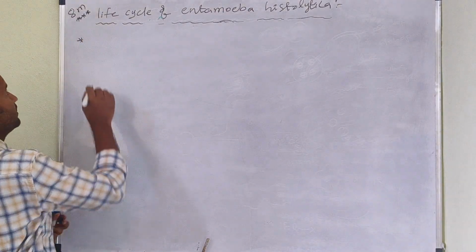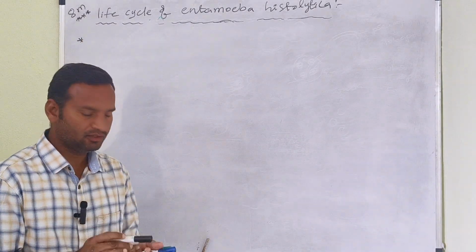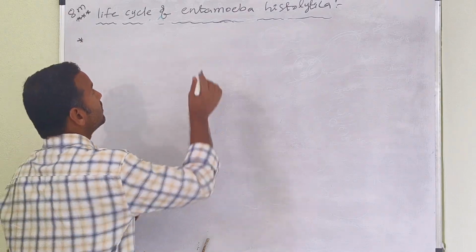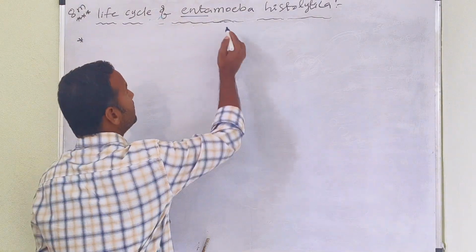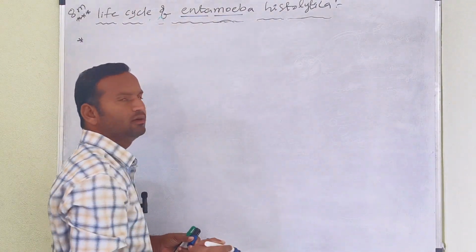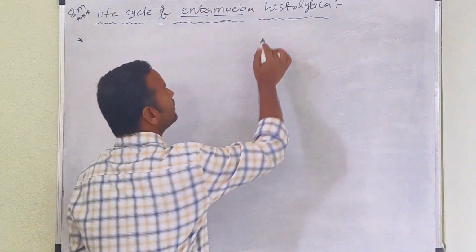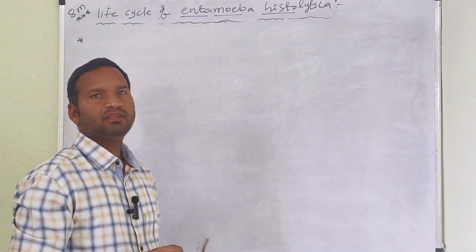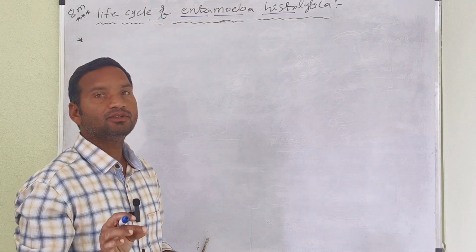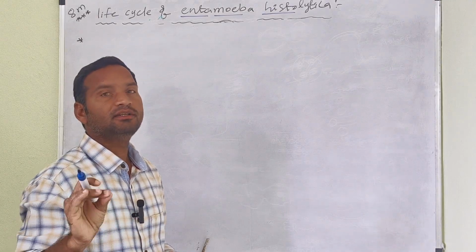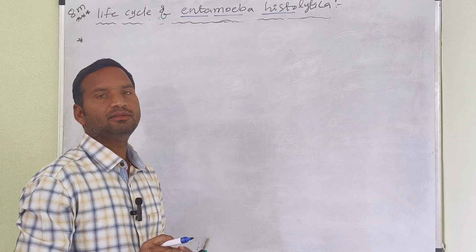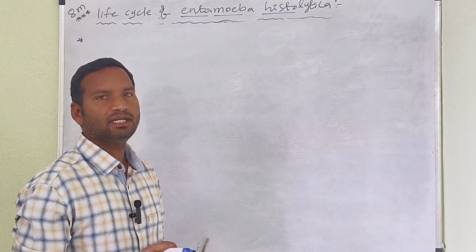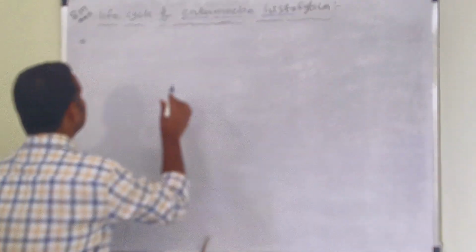The first point under the life cycle of Entamoeba histolytica. First of all, ento means inside, amoeba means structureless, histolytica means which lives in the tissues. Got it? Entamoeba histolytica means the parasite which lives in the tissues. That's why this is called Entamoeba histolytica.